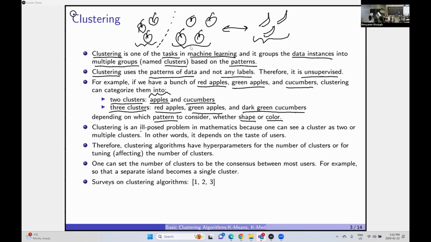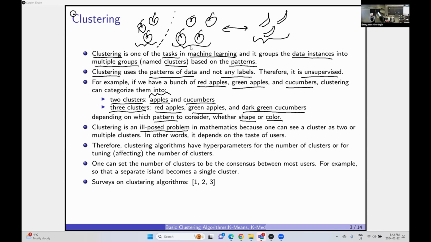Now, clustering is an ill-posed problem in mathematics. Do you remember? We talked about it last week. What does it mean? It means that we cannot determine the number of clusters at all. It's kind of like a chicken and egg problem. Why? Because whatever I say is a cluster, someone might say, no, I see it as two clusters next to each other, right? Or multiple clusters. So it depends on the taste of people or algorithms, right?